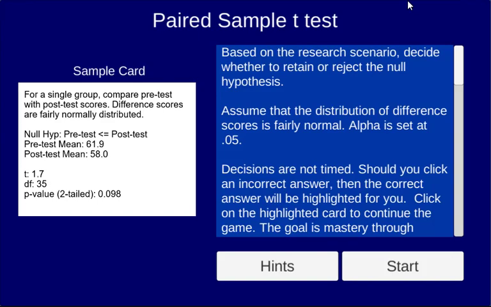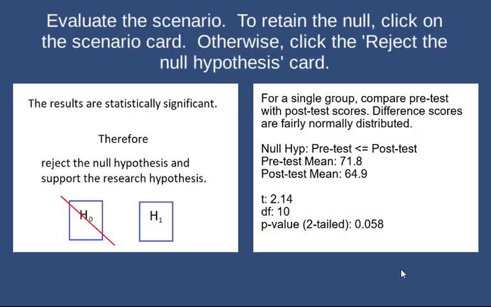We'll be looking at a few of the 10 scenarios of the paired sample t-test. To begin, let's click on the Start button. So we're going to evaluate this scenario. To retain the null, we'll click on the scenario card. Otherwise, to reject the null hypothesis, we'll click on the Reject the Null Hypothesis card.